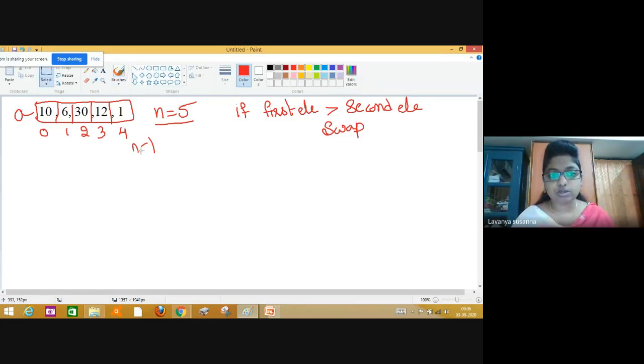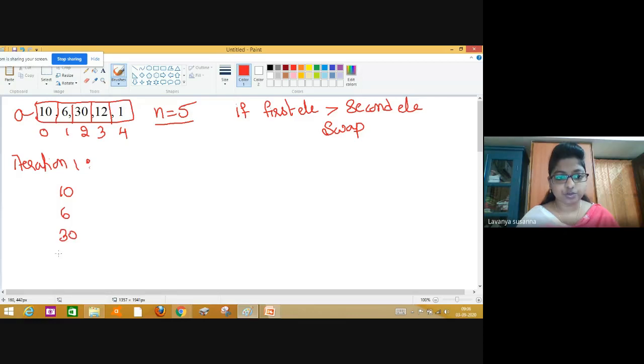Now let us see how to solve it. Step 1, or iteration 1. Write down the elements: 10, 6, 30, 12, 1. I request all the students to note down along with me and listen carefully. Now you need to compare the first element and second element.